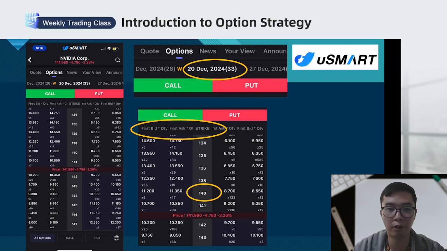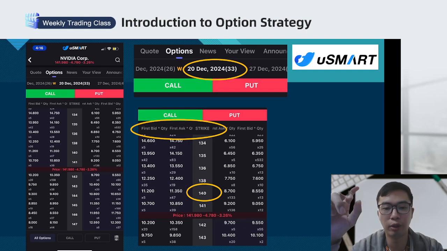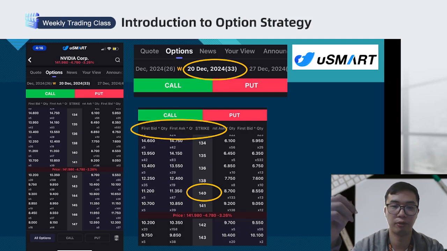And then for the sellers, that is the price that is already there. You can just directly buy at that price. But if you want to queue lower, you have to wait. Like let's say here is 140, the bid is 11.2. You have to wait for people to sell to you at 11.2. However, the ask is 11.35, so you can directly buy at 11.35.